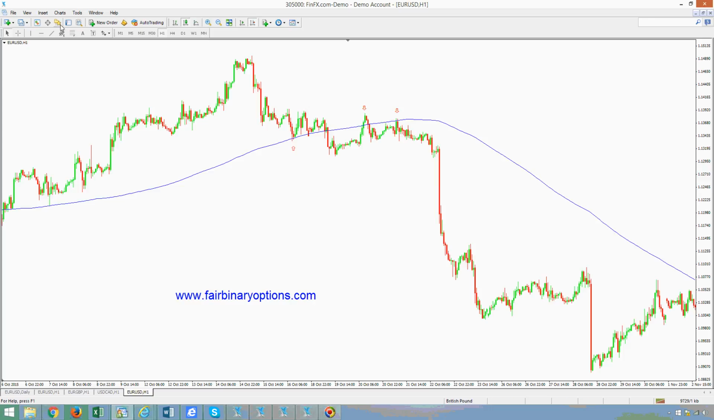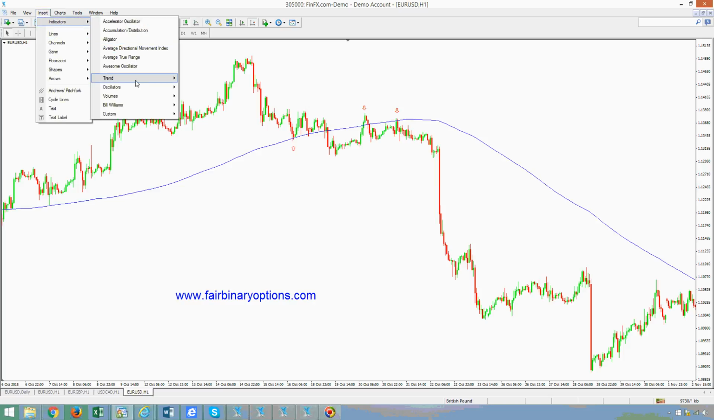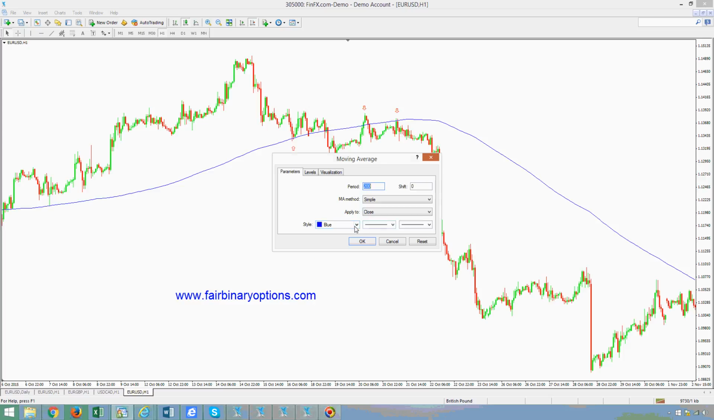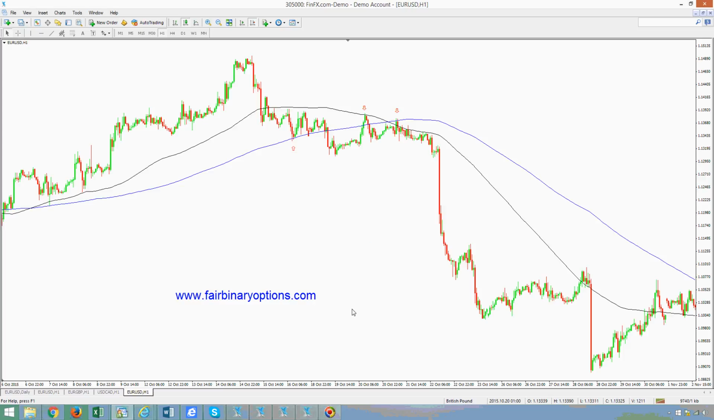Now this is one interpretation with the MA200. The other interpretation is to plot on the screen multiple moving averages. For example, we take a new one, let's make it of a different color, let's make it in black, and we go with the 100 moving average, and it's going to be plotted on the screen.